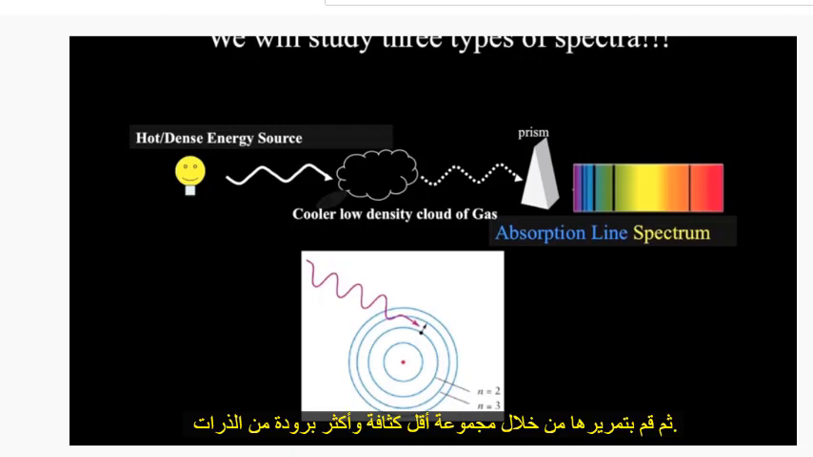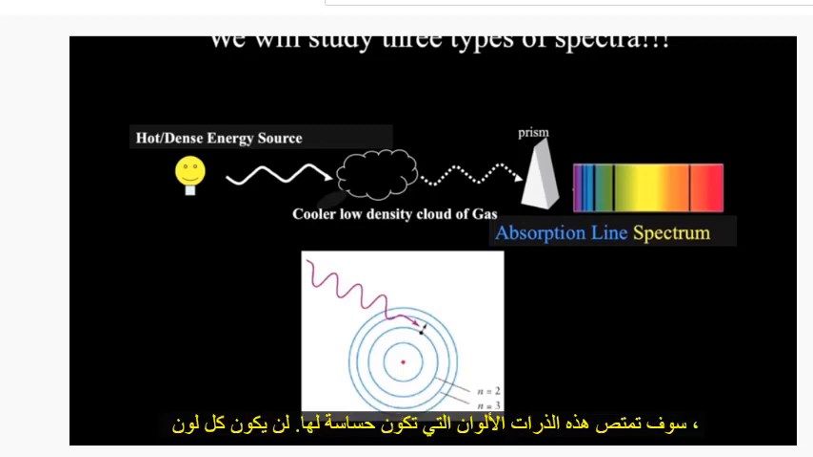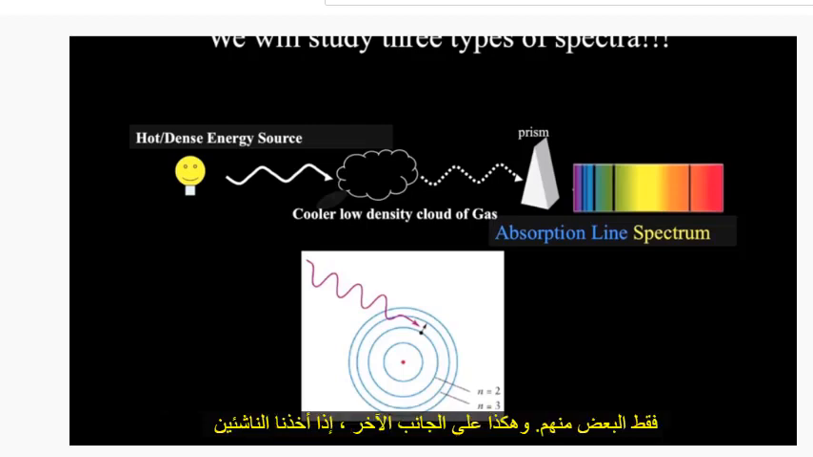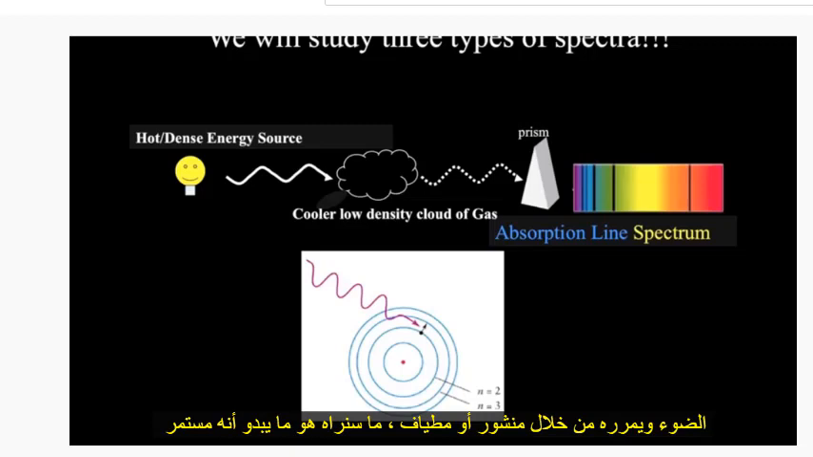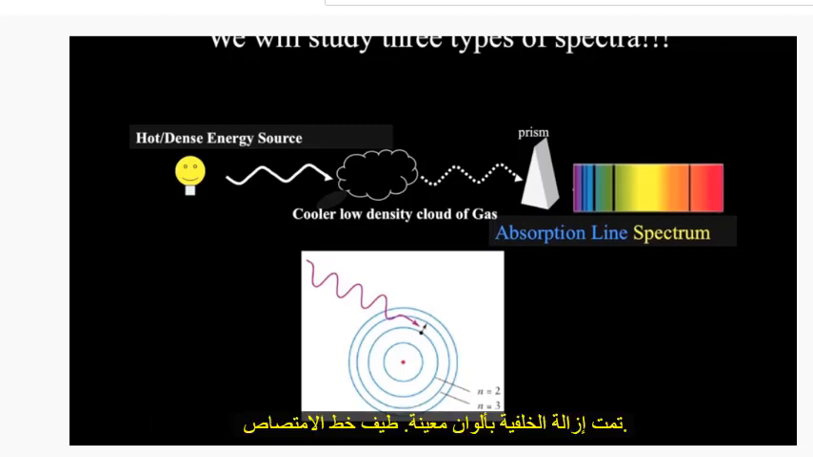We pass it through a lower density and cooler collection of atoms. Those atoms will absorb the colors that they are sensitive to. It's not going to be every color, just some of them. And so on the other side, if we take the emerging light and pass it through a prism or a spectrograph, what we'll see is what appears to be a continuous background with certain colors removed, an absorption line spectrum.